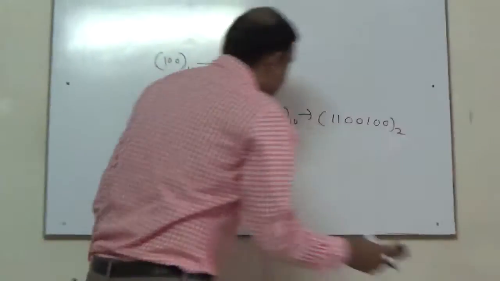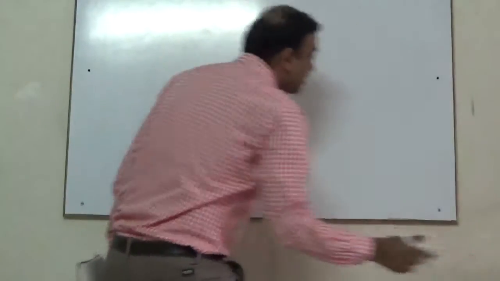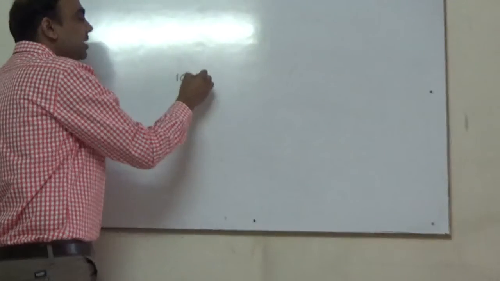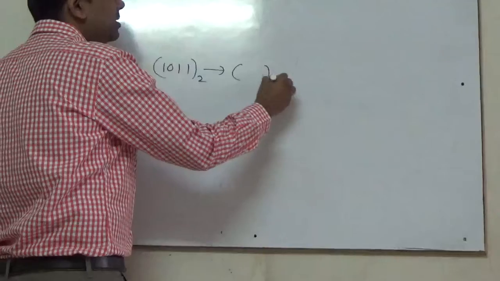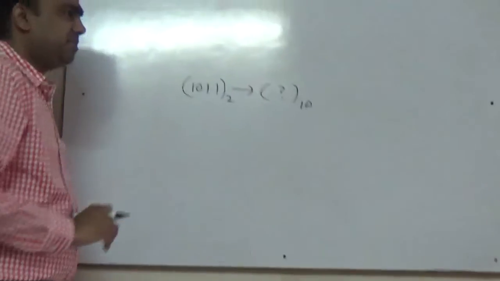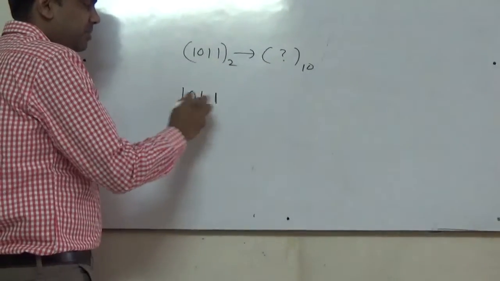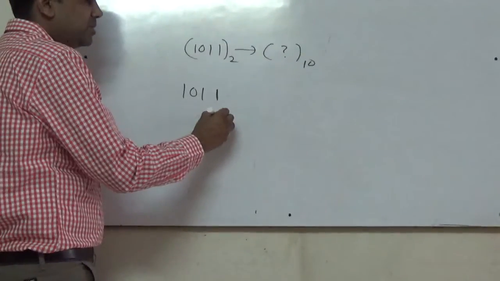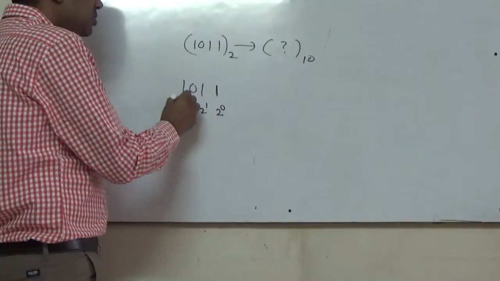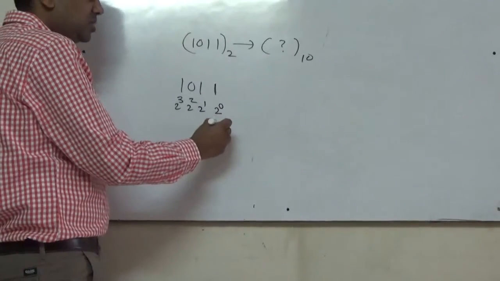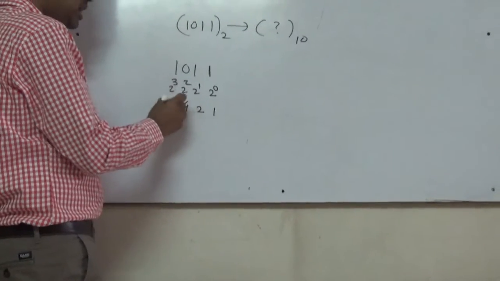Now suppose I want to do the reverse. That is, suppose I have a binary number, for example, this binary number, and I want its equivalent decimal number. It's the reverse process, we can say. I will just write 1011. This is the given binary number and I will start writing powers of 2. That is 2 raised to 0, 2 raised to 1, 2 raised to 2 and 2 raised to 3. What is 2 raised to 0? Something raised to 0 is 1. 2 raised to 1 is 2. 2 raised to 2 is 4, and 2 raised to 3 is 8.